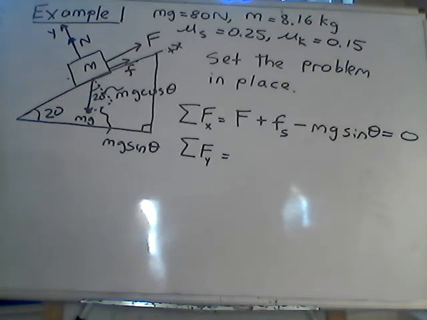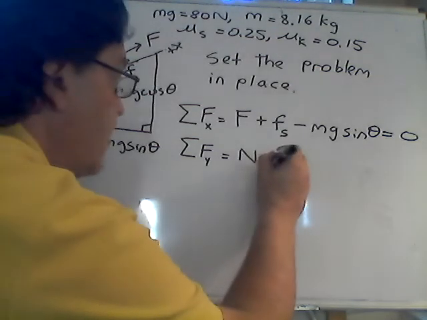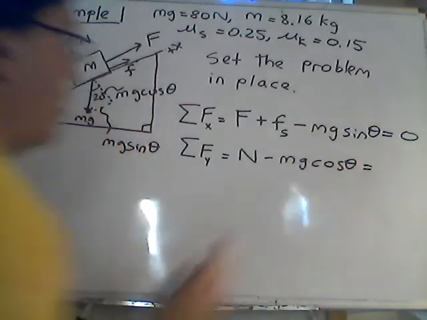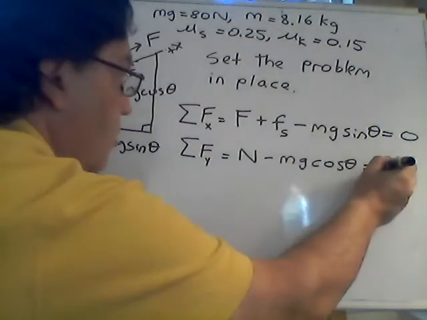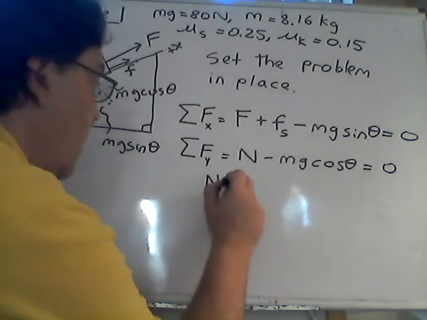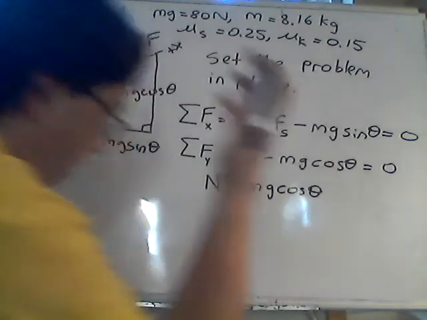What are my forces in the y direction? Well, normal up, and the only other force in the y direction is going to be the y component of the weight. Again, that's going to be mg cosine theta, pointed down. I don't expect the block to accelerate through the incline, so along my new y, the acceleration is zero. So again, the normal force in an inclined plane problem like this is generally mg cosine of theta, and I just remember that.